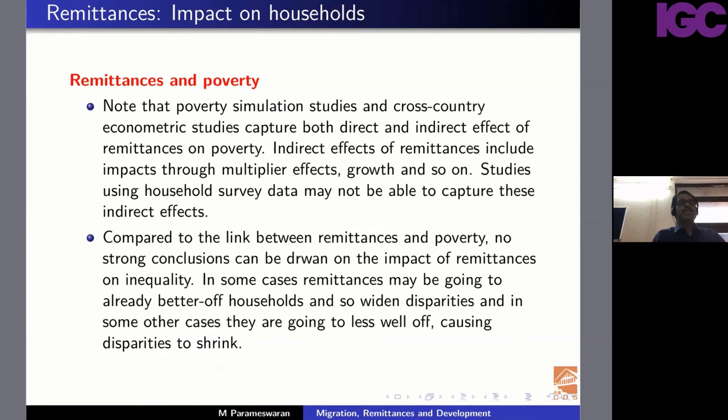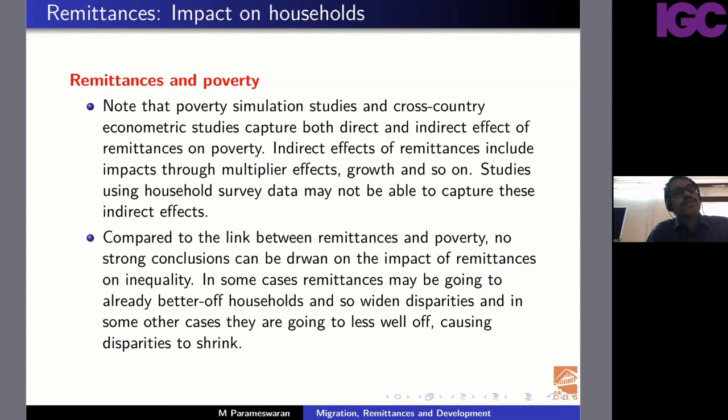Poverty simulation studies and cross-country regression studies capture both the direct and indirect effects of remittances on poverty, because in these studies your dependent variable is the poverty rate in a country, and the other side is the remittances along with other variables. So it captures all the direct as well as indirect mechanisms. For example, remittances can have a multiplier effect. We receive remittances, we spend them, and that spending encourages employment and gives income to other people. That is the multiplier effect. So cross-country regression studies and simulation studies capture the direct as well as indirect effect of remittances on poverty.